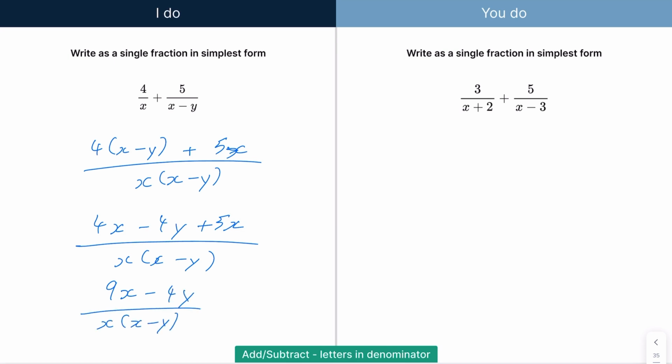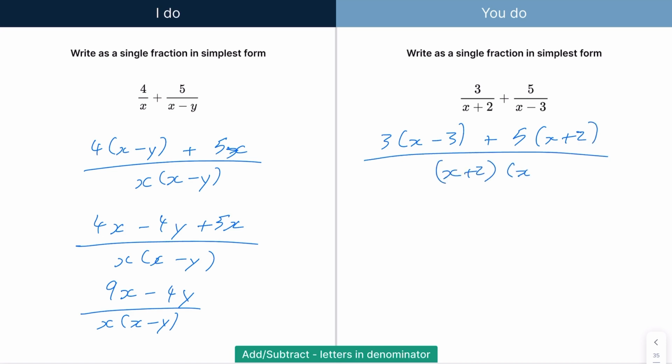Again, hopefully you've pressed pause and had a go at this one. So, and then times the top and bottom on the right by x plus 2. And now the denominators are both the same. Let me just tidy that up and now expand that out.